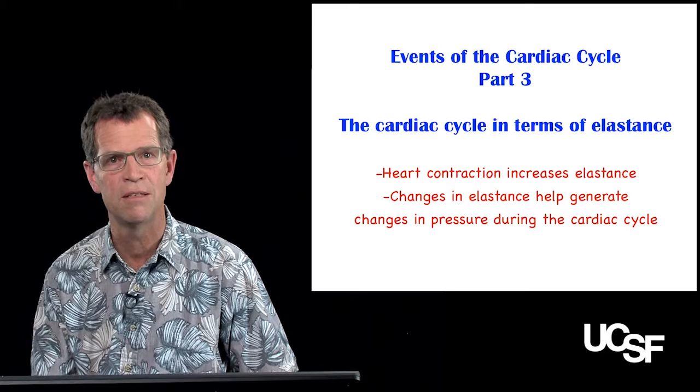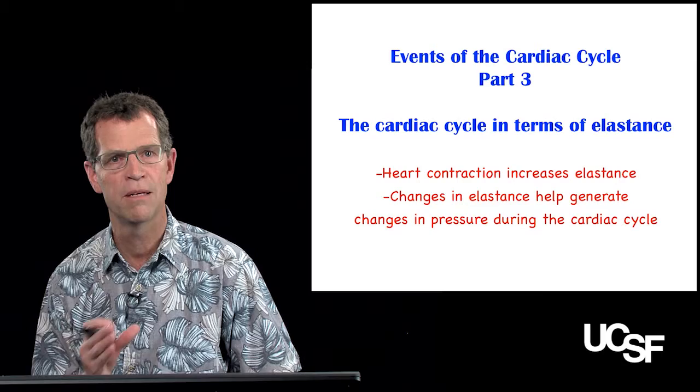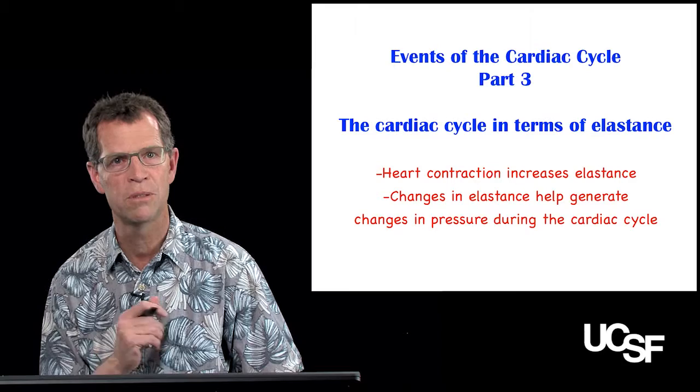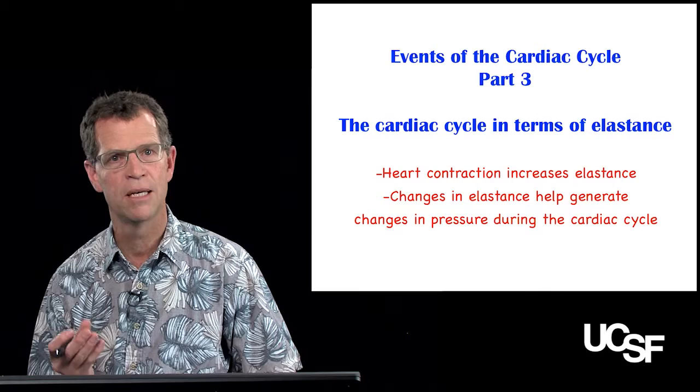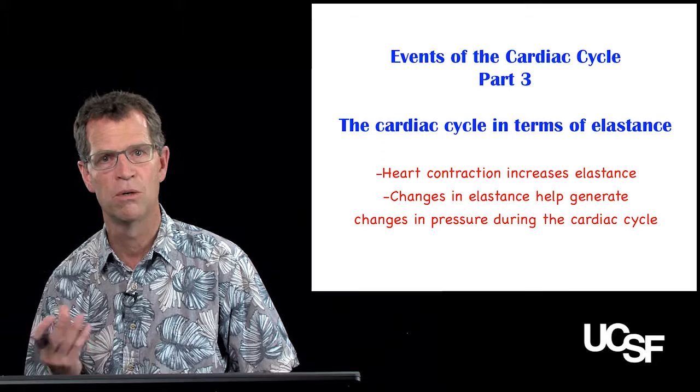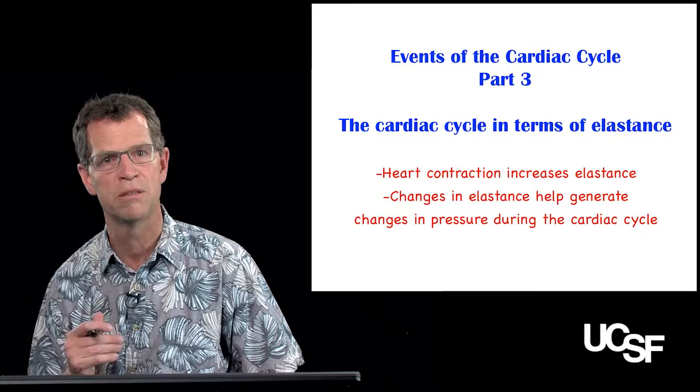And in this little sub-module, which is going to be quite short, we're going to talk about how that cardiac cycle that I just told you about is related to the elastance concepts that I told you about in the first module. And the basic conclusion of this section is going to be that heart contraction, and muscle contraction for that matter in general, is essentially an increase in the elastance of the heart or of a muscle. And that it is that increase in elastance that generates many of the changes in pressure that occur during the cardiac cycle.